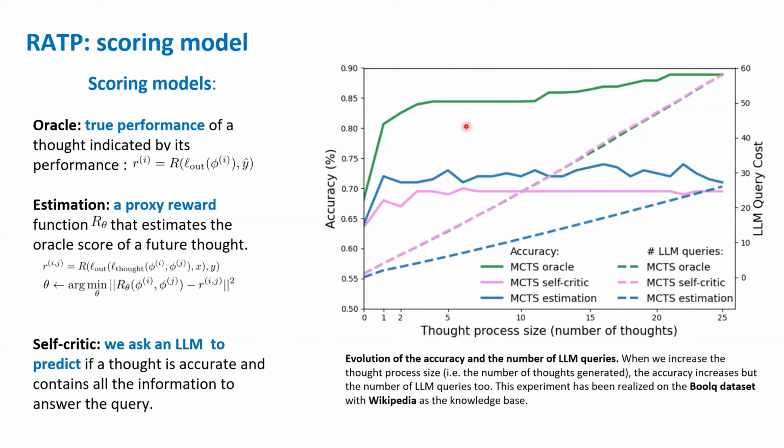On the other hand, the 2 other scoring systems, so the purple full line for self-critique here, and the blue full line for the estimation scoring system, they plateau after a few iterations. The interesting difference is in the dashed line, so here and here, because we can see that the estimation scoring system is much cheaper in LLM queries compared to the self-critique, as it doesn't query an LLM to obtain the score.